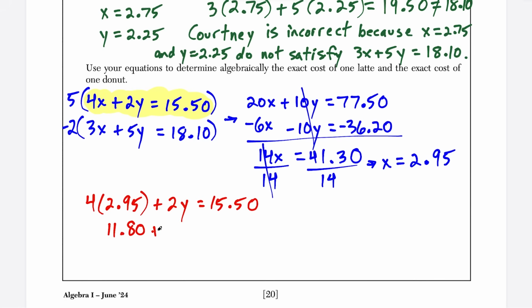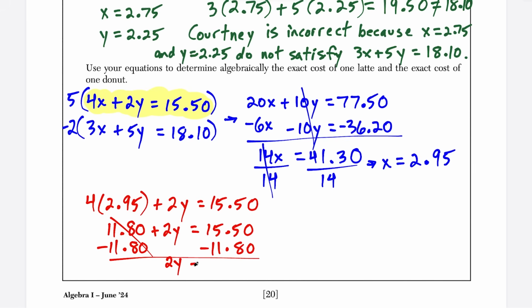And then we have plus 2y, and this is equal to 15.50. And now we just do the subtraction. We'll do minus 11.80 on both sides. And for this part here, these terms will cancel. We'll have 2y is equal to 3.70. So then all we have to do here is divide both sides by 2. And this tells us that y is equal to 1.85.